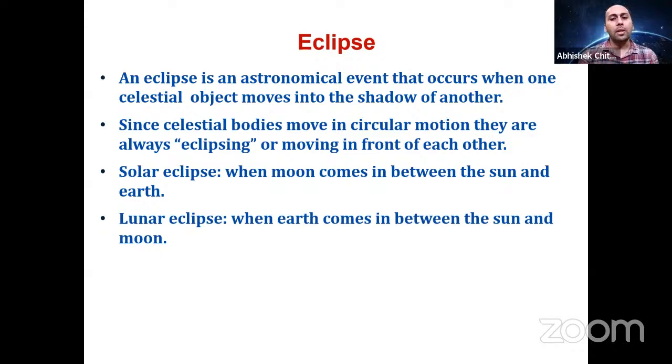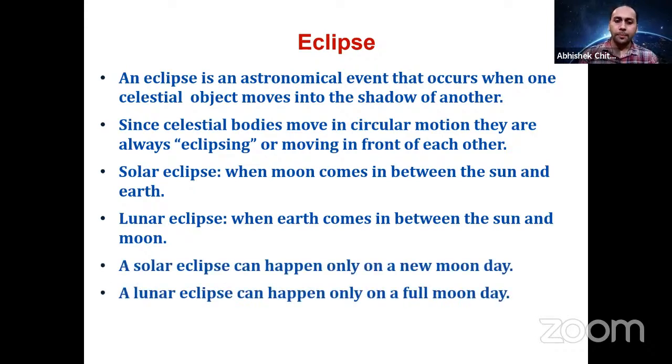Whenever the moon comes in between the sun and earth, it is known as a solar eclipse. And whenever the earth comes between the sun and moon, it is known as a lunar eclipse. So basically, we see the shadow of the moon falling on earth in the case of a solar eclipse because the moon is blocking the light, and the shadow of earth falls on the moon when a lunar eclipse happens.